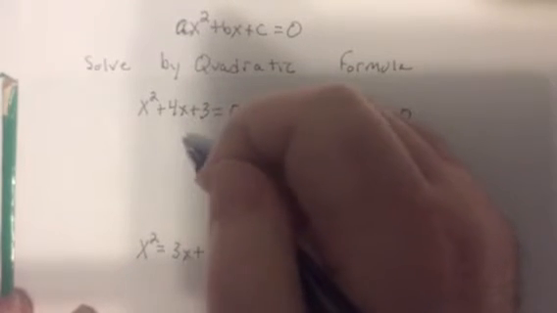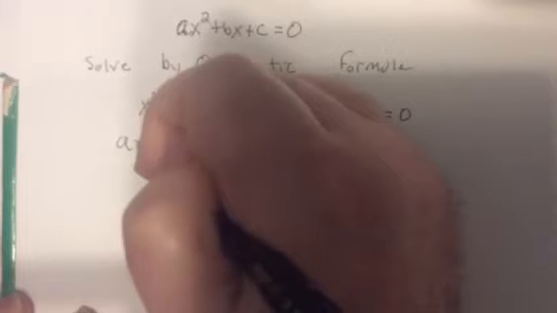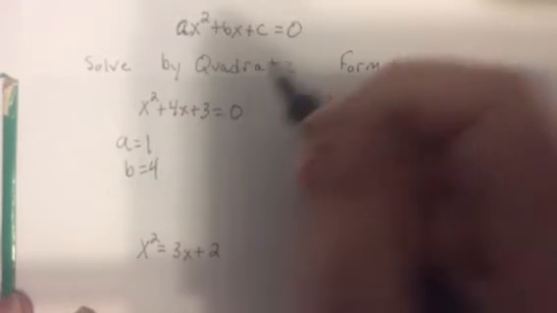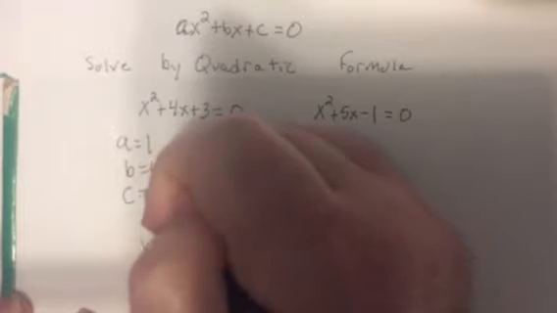Okay, kids, I hope you actually did do it. So A is 1, B is 4, C is 3.